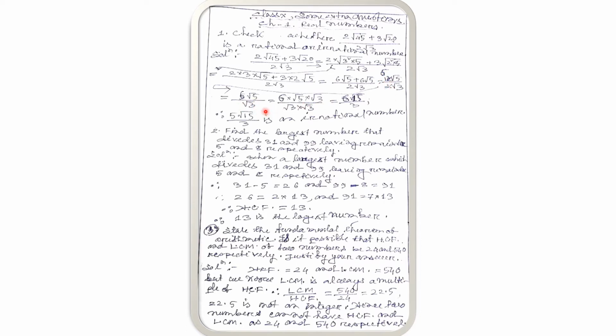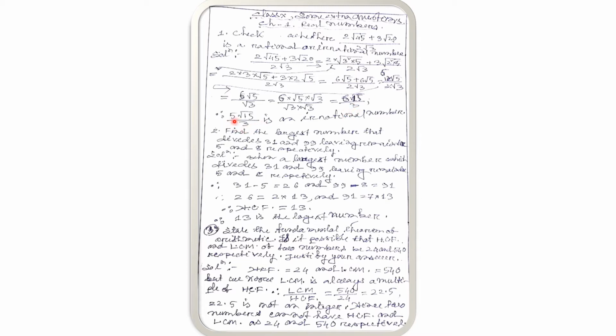So rationalizing it, multiplying by root 3 both numerator and denominator. So 6 root 5 by root 3 into root 3 by root 3. When you multiply the denominator by root 3, you have to multiply the numerator also, such that you will get the same result. So root 3 into root 3 equals 3, and this is 6 root 15. So it is 6 root 15 by 3.